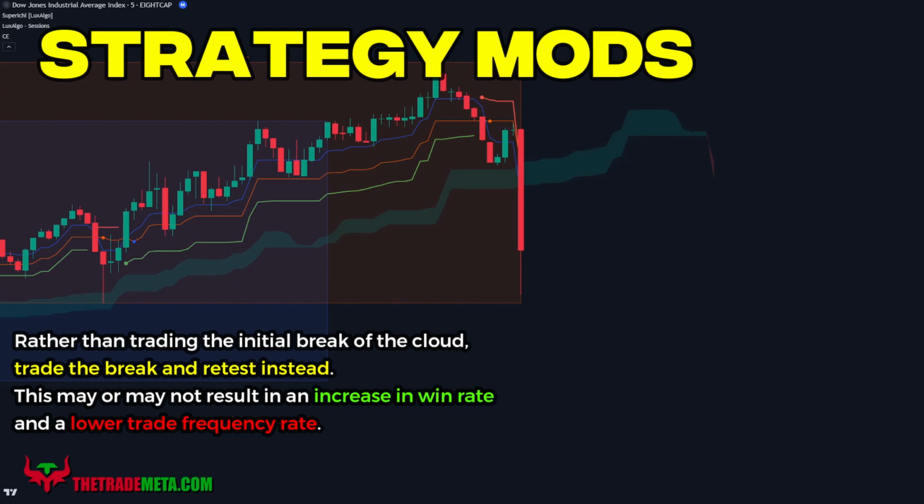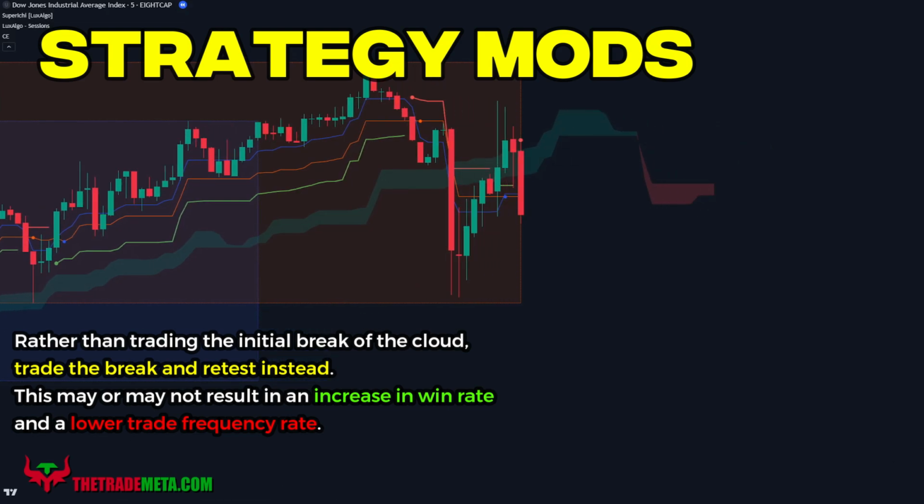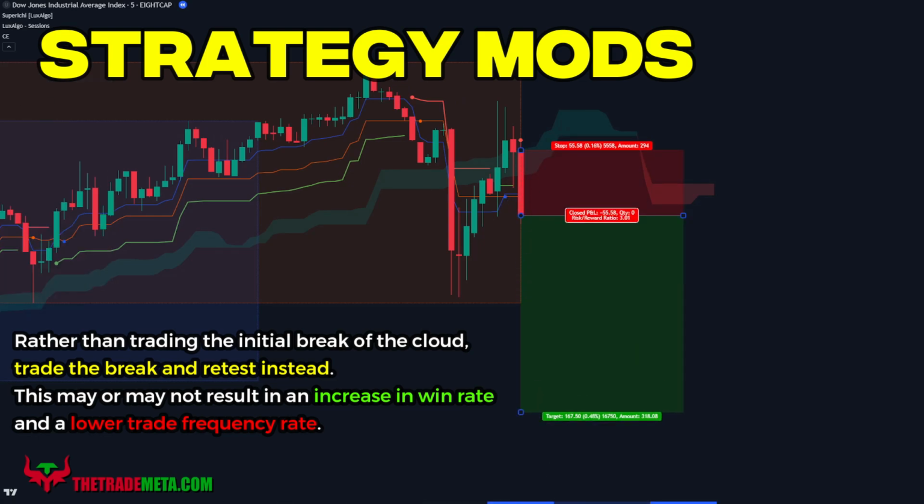Rather than trading the initial break of the cloud, trade the break and retest instead. This may or may not result in an increase in win rate and a lower trade frequency rate.